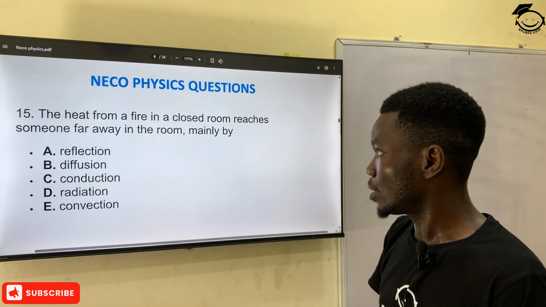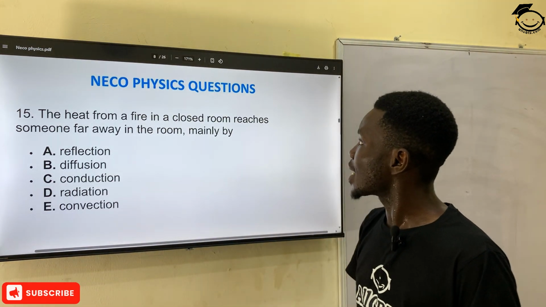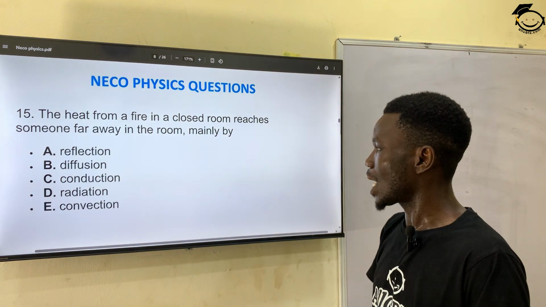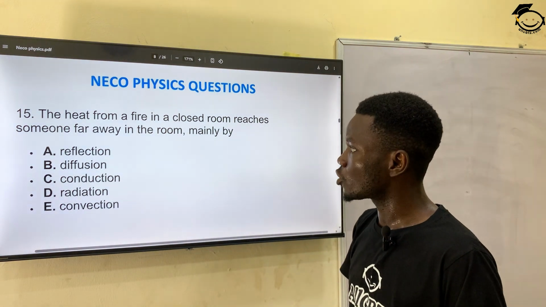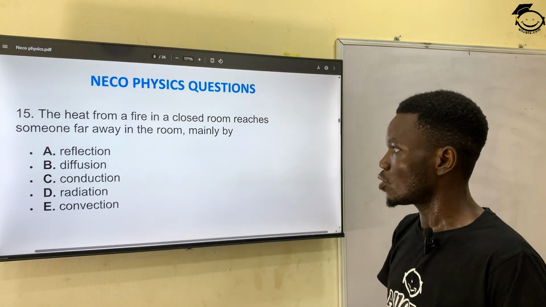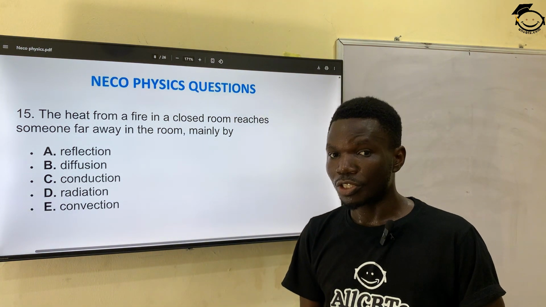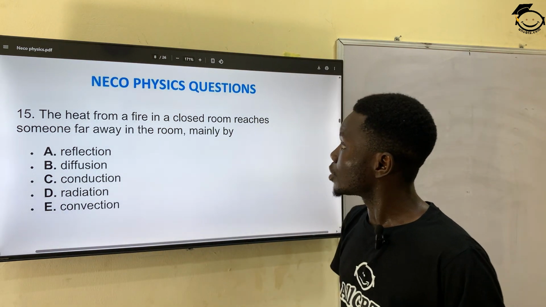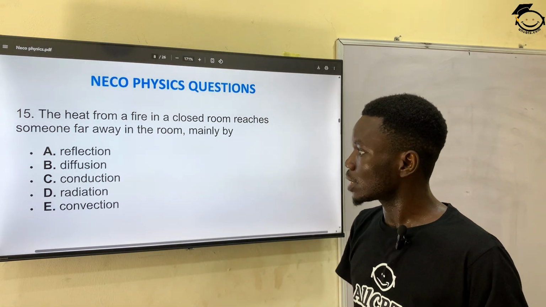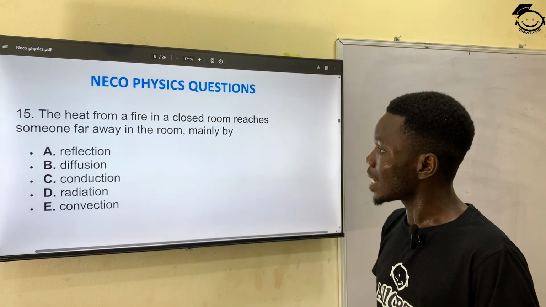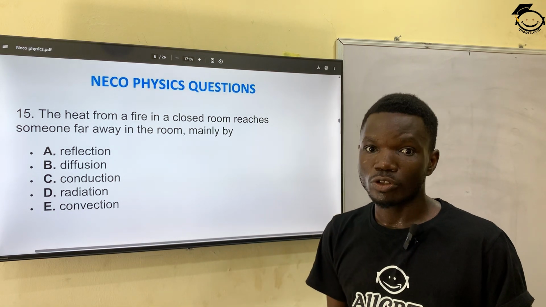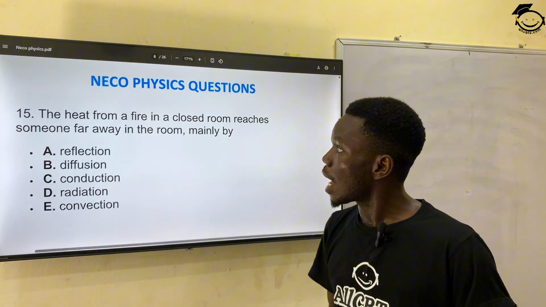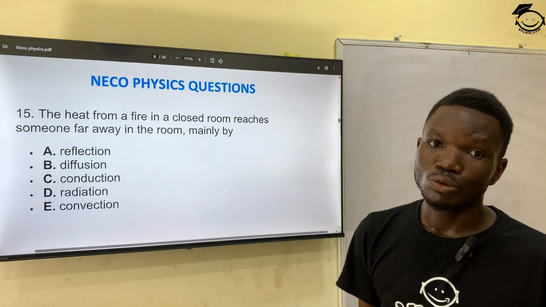So question number 15 says that the heat from a fire in a closed room reaches someone far away in the room mainly by dash. This question is based on heat transfer. It is not by reflection, it is not by diffusion. We have three methods of heat transfer: conduction, convection, and radiation. Since the person is far away, it means that there is no direct contact with the source of heat. And that method where heat travels through space is called radiation. So this person is going to feel the heat at the other end of the room through radiation.